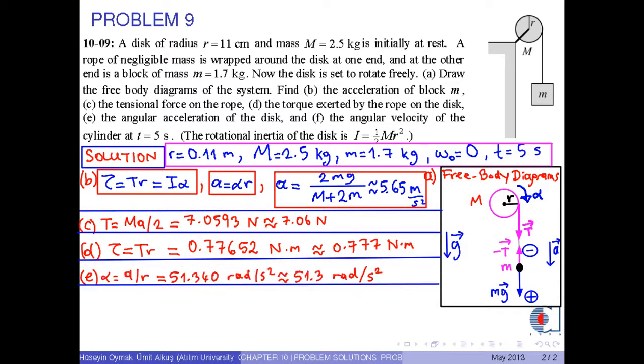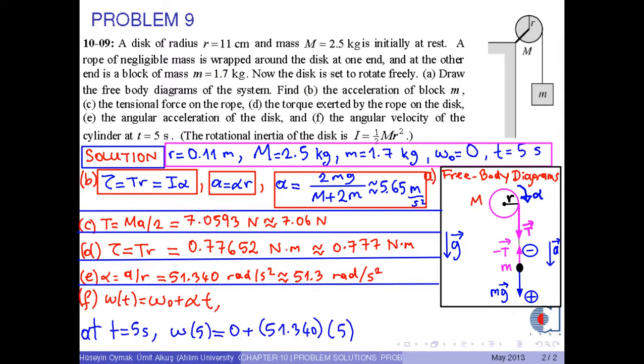In part F, to find the angular speed of the cylinder at t equals 5 seconds, we use this formula. Now, we substitute the numerical values into this equation, and finally, we obtain the angular speed of the cylinder at t equals 5 seconds as 257 radians per second.